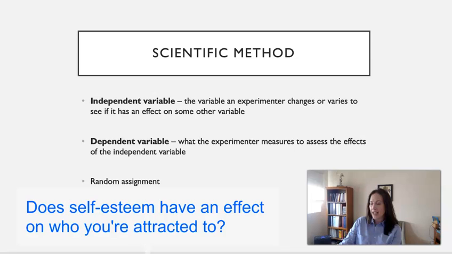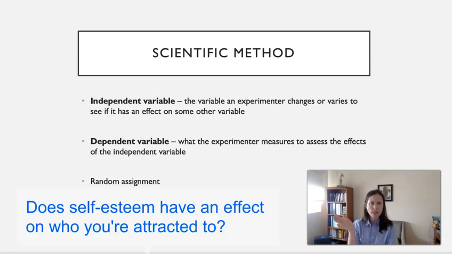So for this, the first part of it, if you put your research question in that format, does blank have an effect on blank? The first thing, the initial thing, is the independent variable. So the independent variable is going to be self-esteem. And does self-esteem have an effect on who you're attracted to? So the dependent variable, the thing that is dead last, is who you're attracted to.